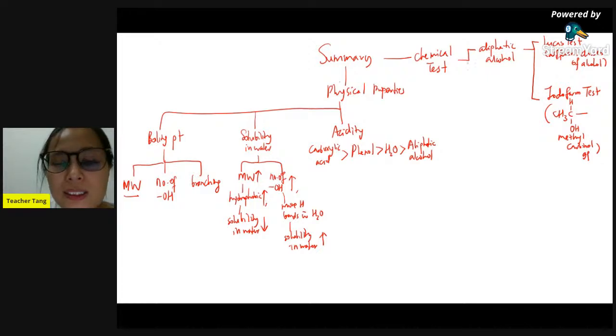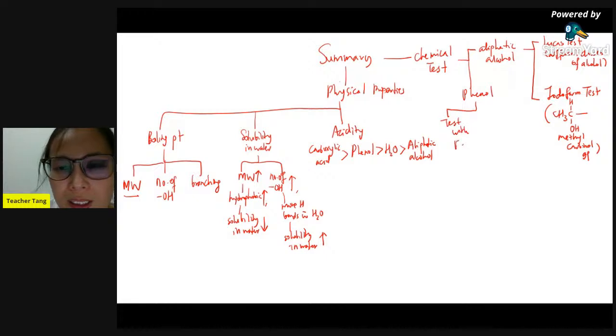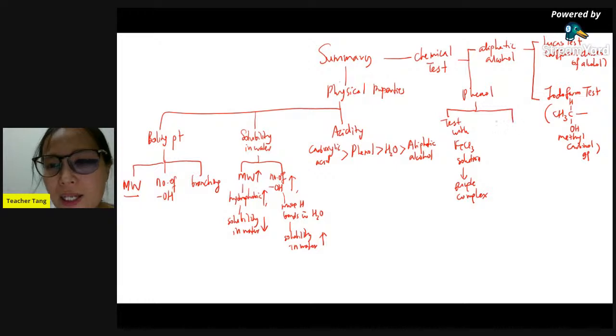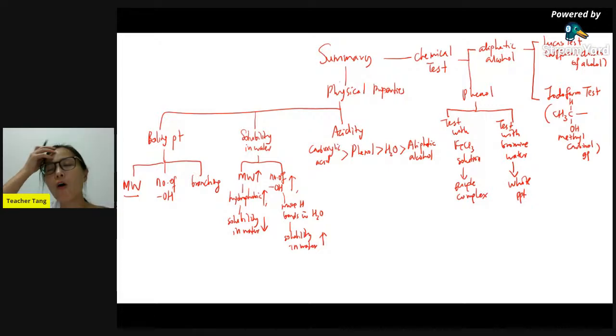The other chemical tests that we looked at are for phenol, and there are two as well. The test with FeCl3 solution, where you get a purple complex. And another one is the test with bromine water, where you get a white precipitate of 2,4,6-tribromophenol. So basically, these are the things that I covered with you tonight.